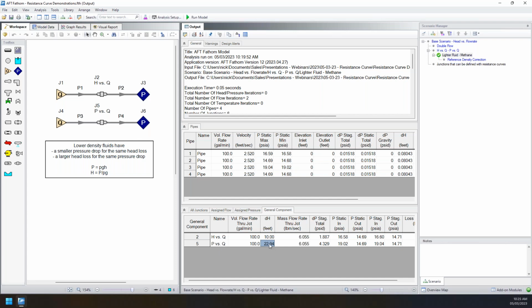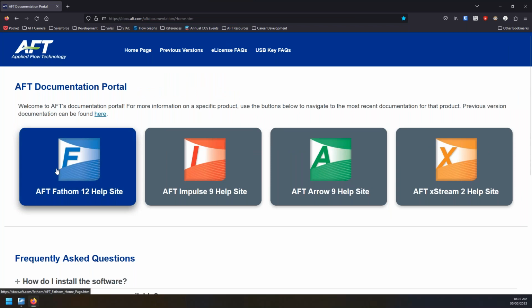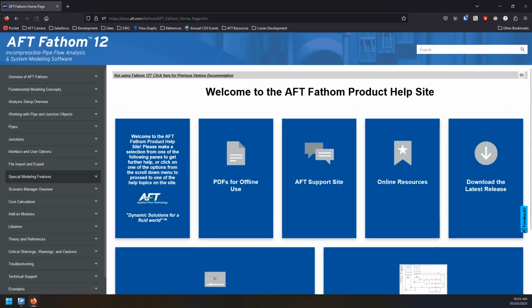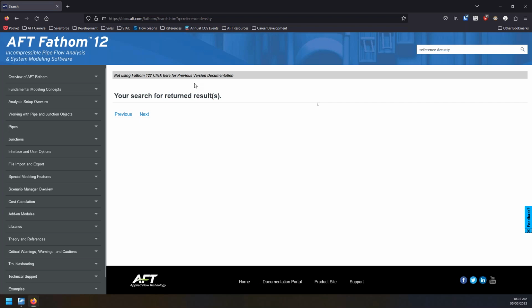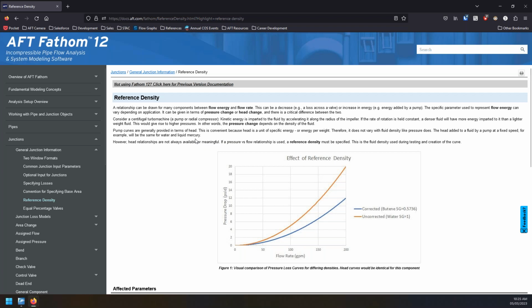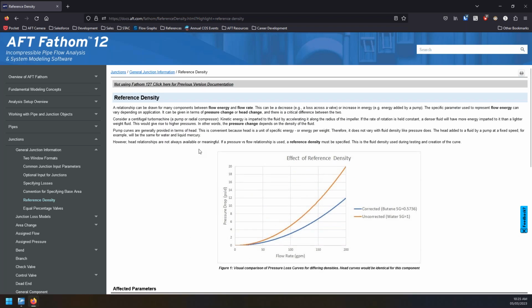One thing I want to note is we also have documentation on everything that we're going to talk about today. So within our help site, which you can go to from docs.aft.com, here we can go to the Fathom help site, and if we look up reference pressure, or reference density, I should say, and we search, here we can see that we have that same page that'll go through those same concepts. So this is useful if you need a refresher, or if you're having a tough understanding the difference between that pressure drop and the head loss relationship.